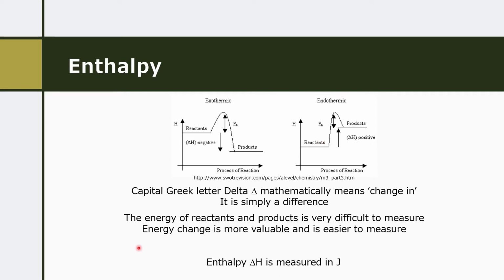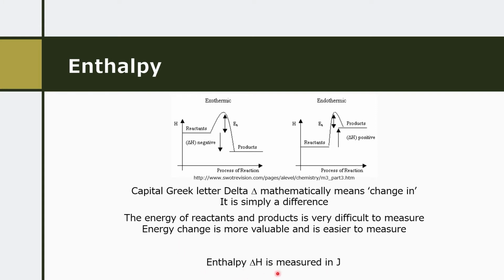Note as well, the energy of the reactants and products is very difficult to measure. We can't really stick a measuring device like a ruler or a thermometer into a chemical reaction and be able to measure its starting and ending energy. That's quite difficult. There's no real instrument that's able to do that. What we can measure, though, is the change in energy moving from reactants to products. So even though we might not know what the energy of the reactants or the products is, we can measure the change in energy as it moves from reactants to products. In fact, that information is probably a lot more valuable to us anyway, and it's certainly easier to measure.